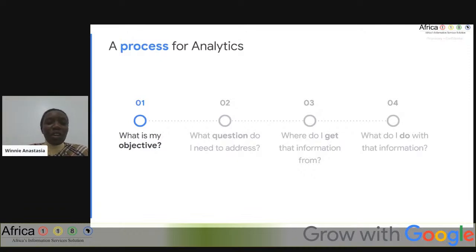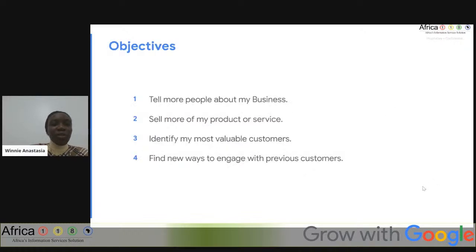So on our number 1, what is my objective? We're going to look at some examples of objectives that you could have as a business. One could be, tell more people about your business. Maybe you have a new product in your line of products, and you want more people to know about your business. So that could be one of your objectives.